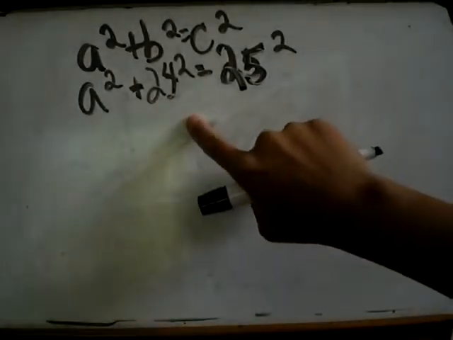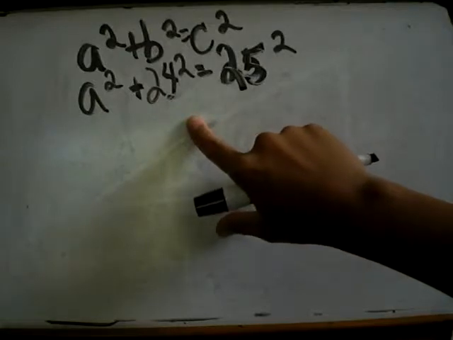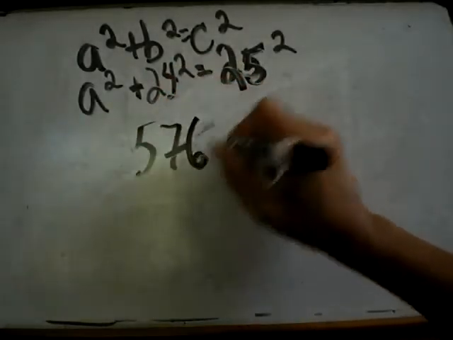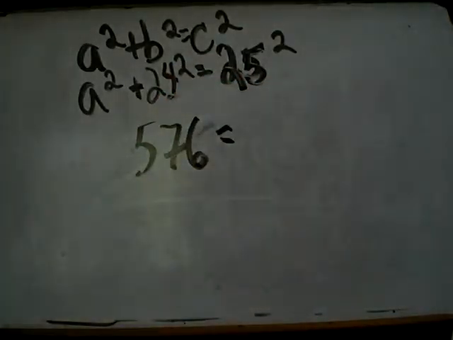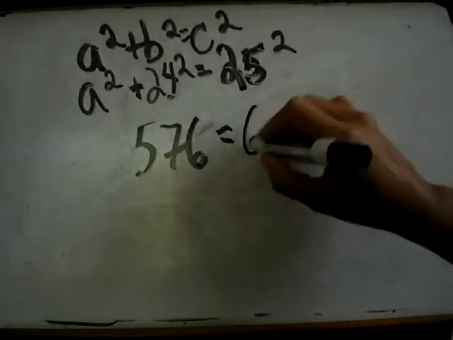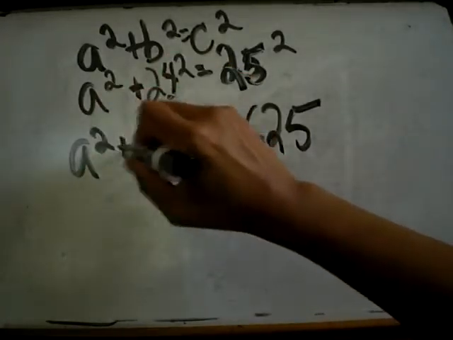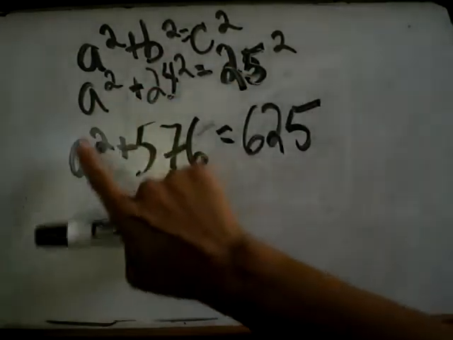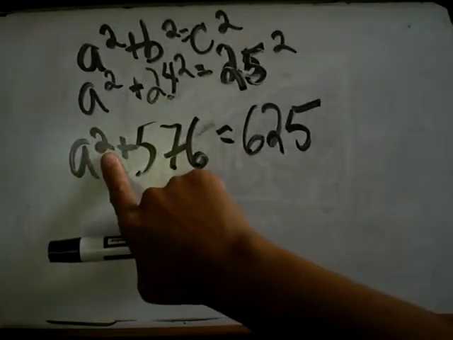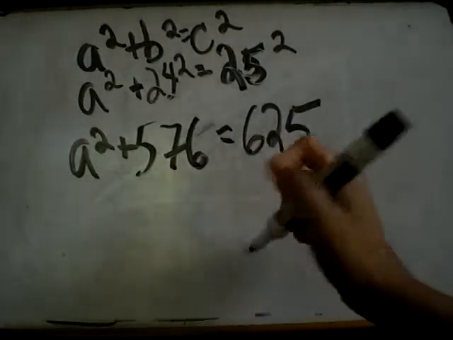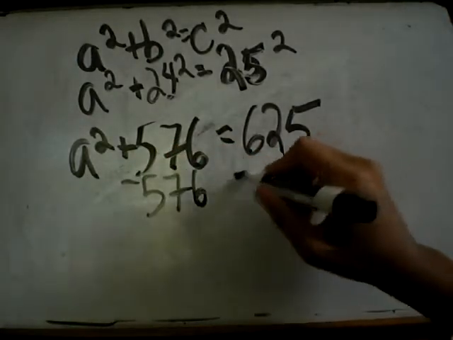Now, we're going to solve what we can. So 24 squared is 24 times 24, which gives us 576. And then 25 squared is 625. Now we bring down that A squared and the plus sign. We've got to get A by itself, so we have to get rid of the 576 and the exponent. Who do we get rid of first? We get rid of the 576, so let's subtract it on both sides.